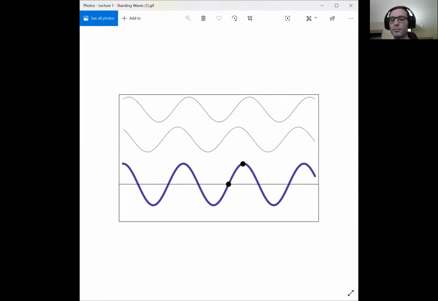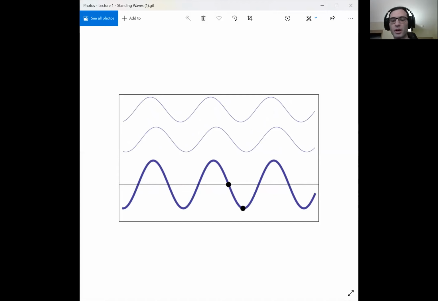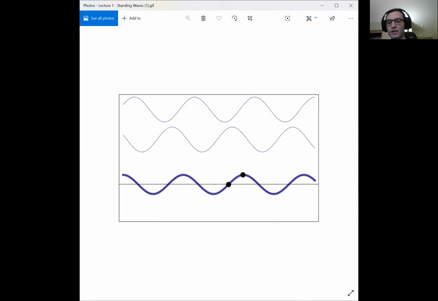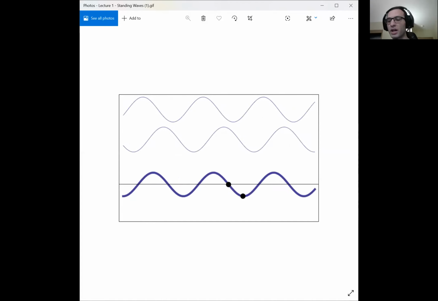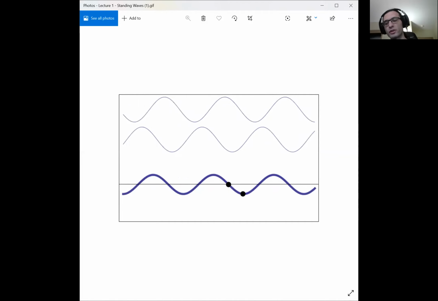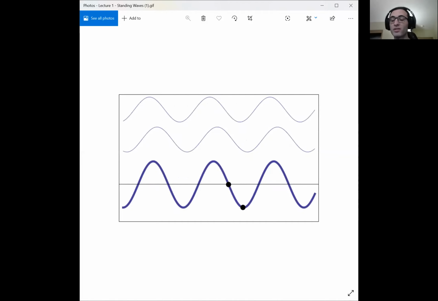Yeah, so we're talking about standing waves. This is what happens when two waves that are identical are traveling in opposite directions and they interact. And so this is an example of a standing wave here. The top wave is moving to the right, the bottom wave is moving to the left, and we can see what happens when they add.